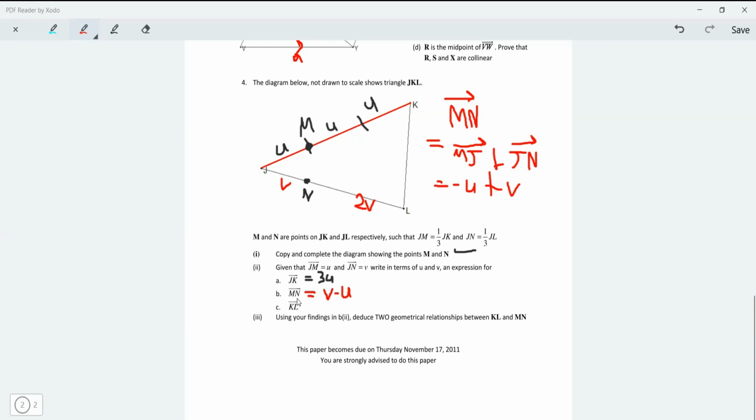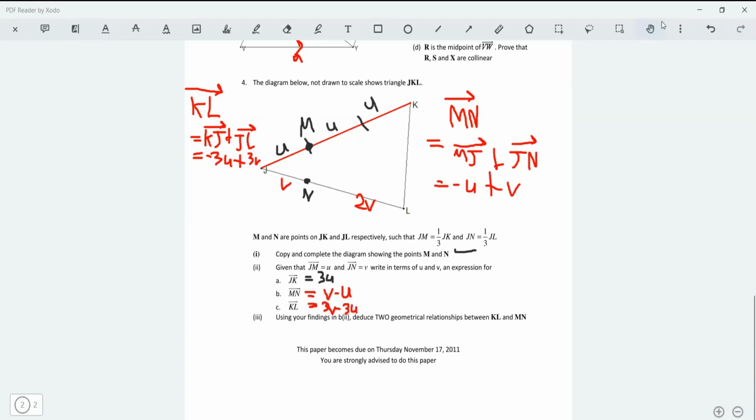Nice. Now we need vector KL. To go from K to L, we can go from K to J, then from J to L. But going from K to J is minus 3u, and then going from J to L is 3v. So if we go from K to L, it is equal to 3v minus 3u.